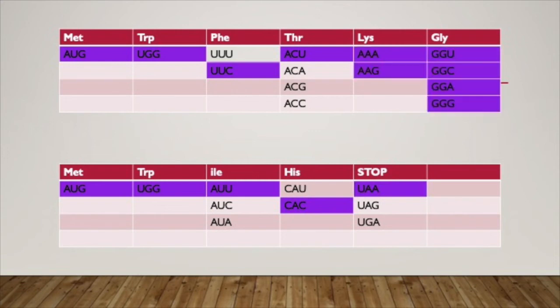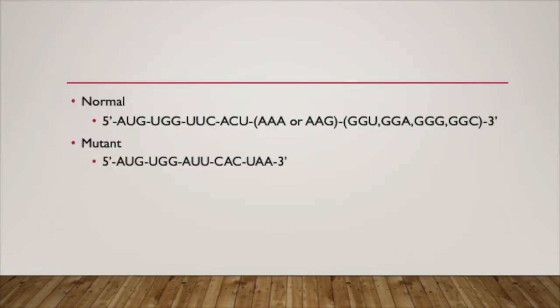And since there are no other codons to compare the normal strand to, it could be any of the Lys or Gly codons. Normal mRNA is AUG, UGG, UUC, ACU, and any of the Lys or Gly codons. Mutant strand is AUG, UGG, AUU, CAC, and UAA. However, the strand is no longer functional.